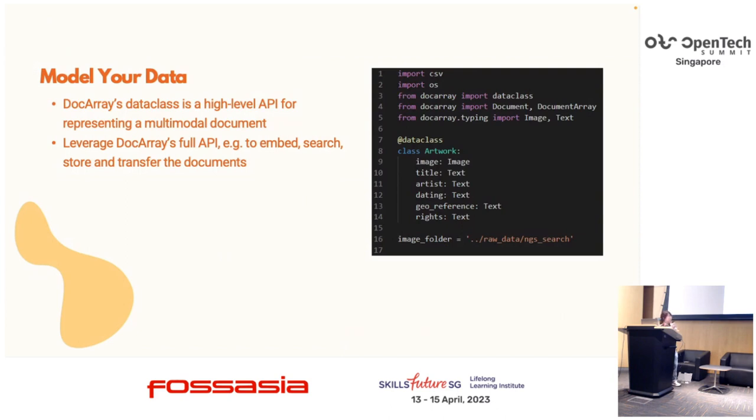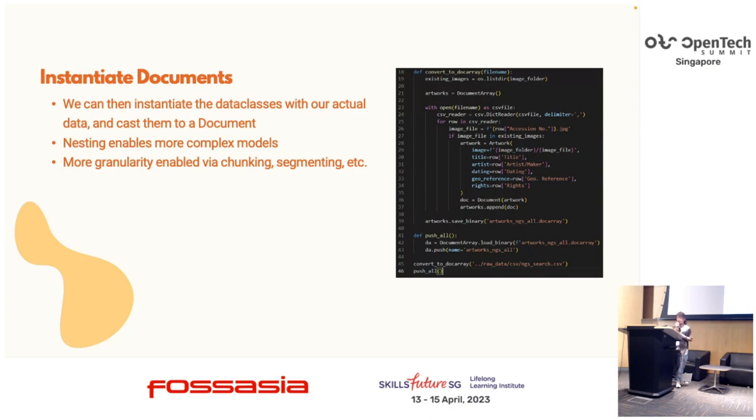Just to take a step back to what was done before setting up the search app, this can all be done in less than 50 lines of code. I have to credit Max from the Jina team for helping me with this as well. Essentially, Jina helps you abstract away a lot of the complexities of deploying a neural search app in production. What we're doing here is using this data class API to represent multimodal documents, which could be an artwork with an image and text. You create this data class, and then we leverage the DocArray full API to do what you've just seen: to embed, search, store and transfer the documents. After that, we instantiate this data class with our actual data and cast them to a document.